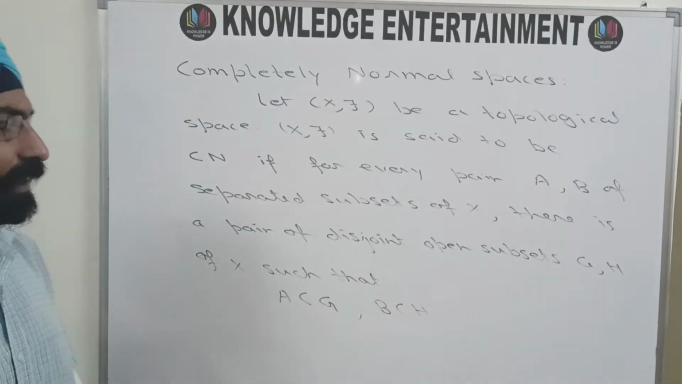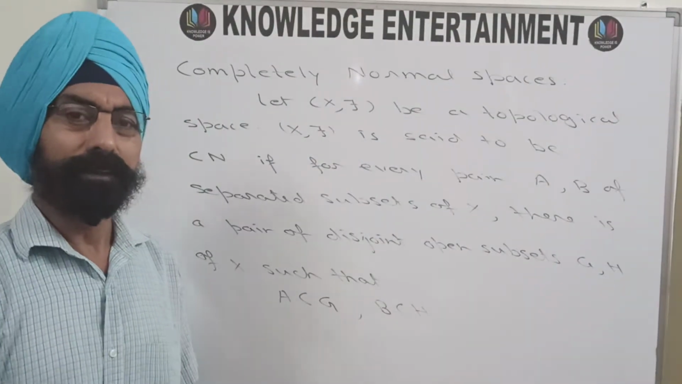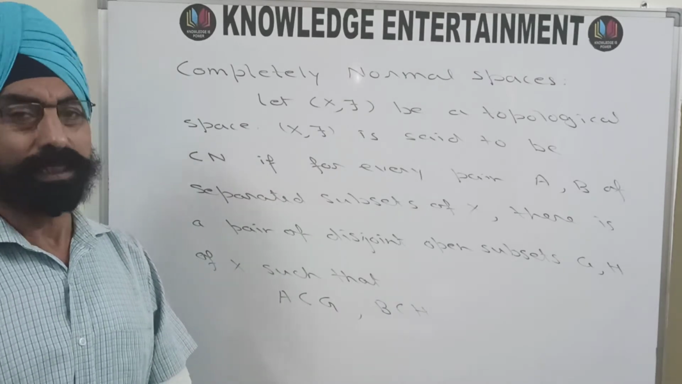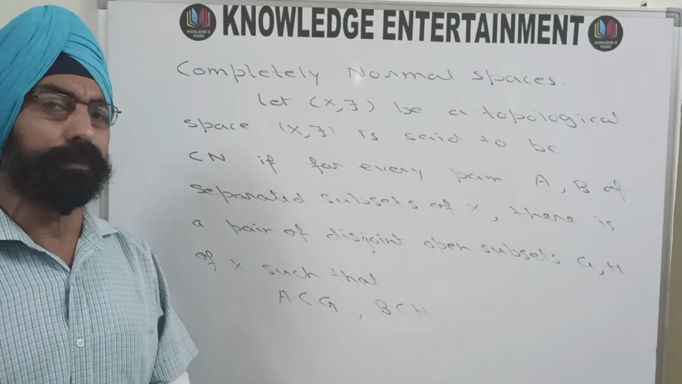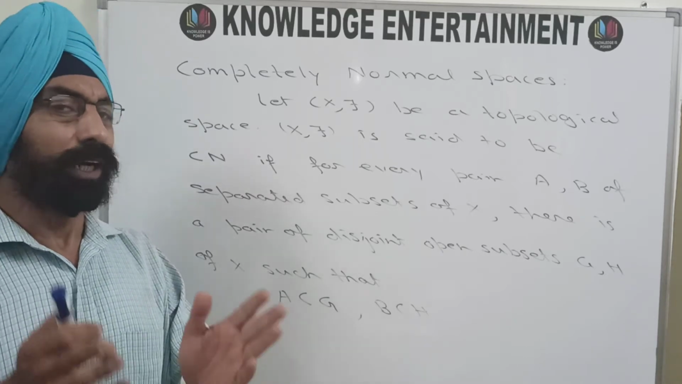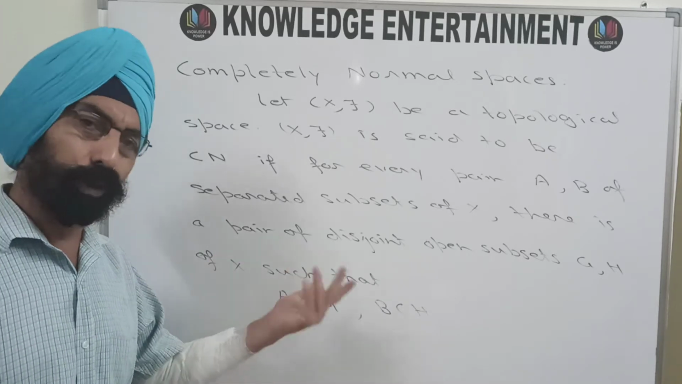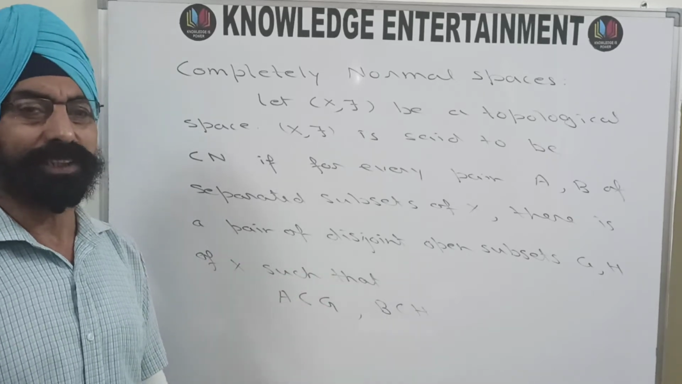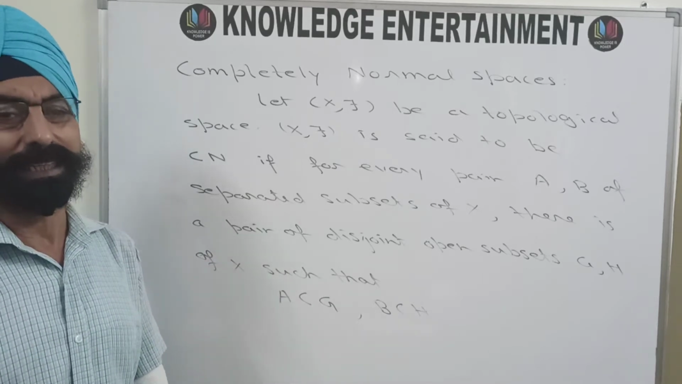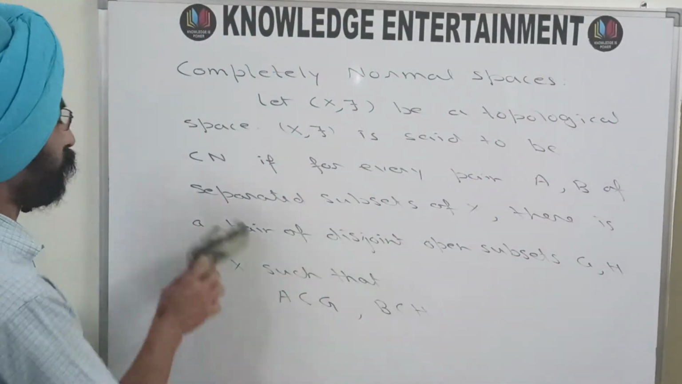So here is the definition of a completely normal space. If you take any two separated subsets of X, and the space is completely normal, you will always be able to find a pair of disjoint open subsets G and H of the same topological space X such that A will be contained in the set G and B will be contained in the set H. So this is the definition of a completely normal space.